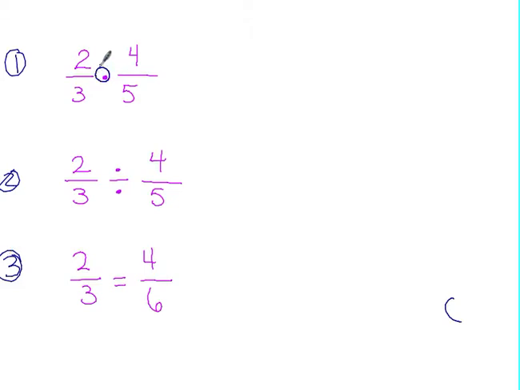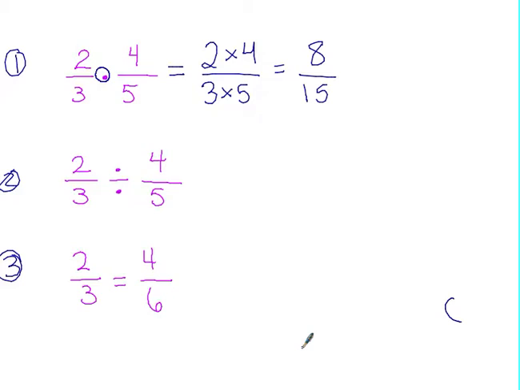Just a reminder of what we do when we are multiplying fractions. You multiply the numerators together, so 2 times 4 is your numerator, which gives you 8. Then you multiply the denominators: 3 times 5 gives you 15. If that can be reduced, we reduce it, but those don't reduce, so that is our final answer. When fractions are multiplied together, you multiply the numerators and you multiply the denominators to get your answer.